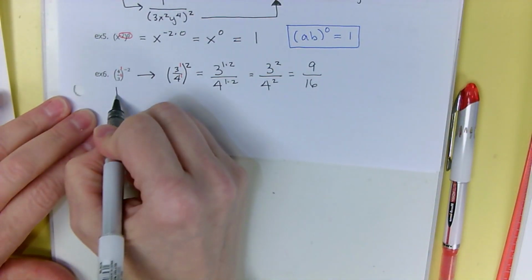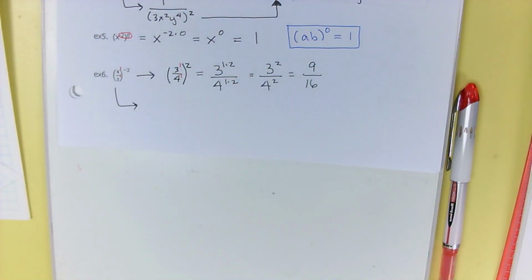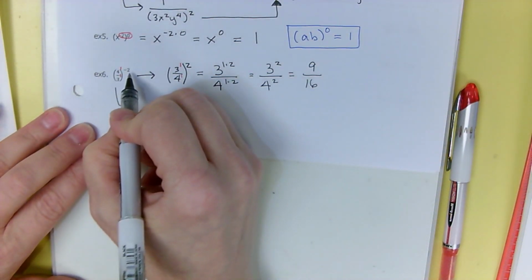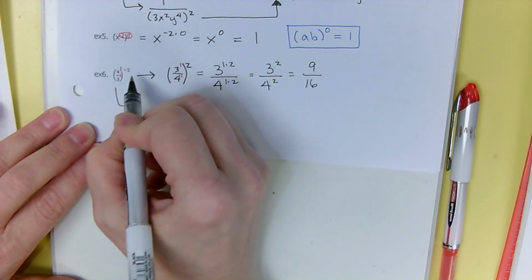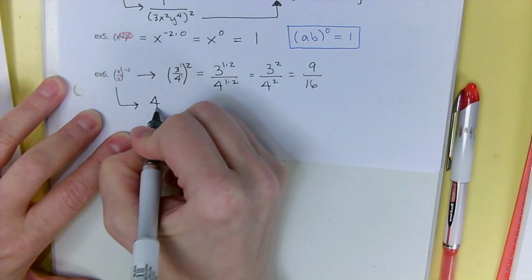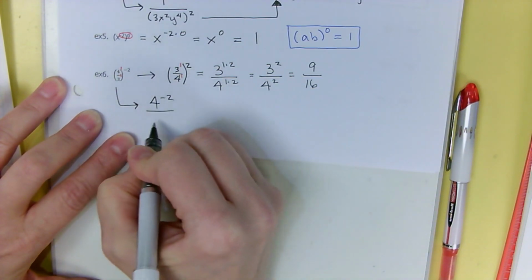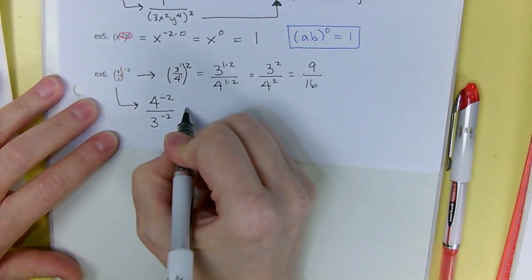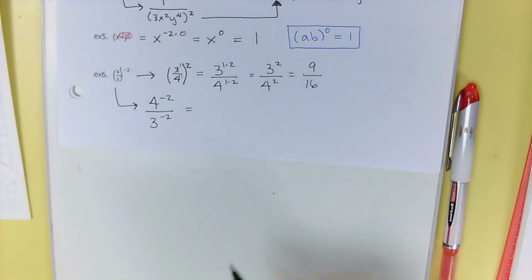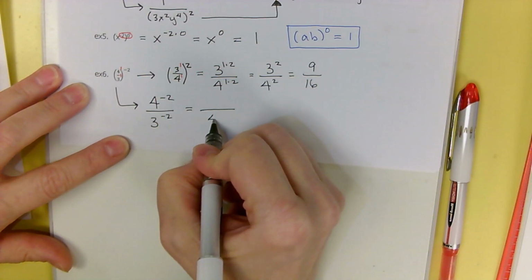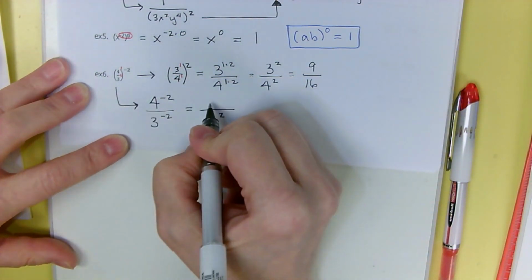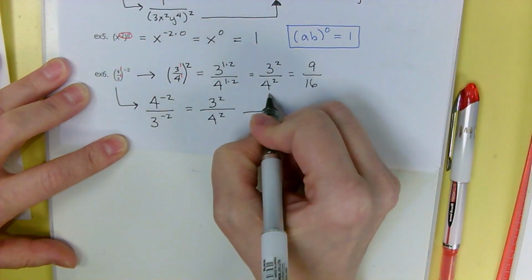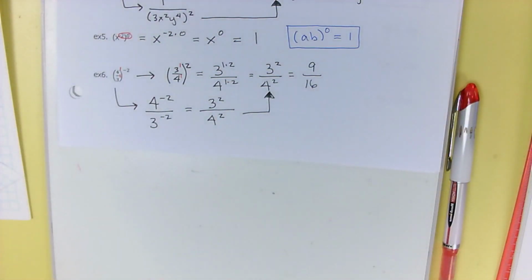The other way to do it is to distribute the negative exponent first. So you're going to multiply the 1 by negative 2 and the 3 by negative 2. That would give you 4 to the negative 2 over 3 to the negative 2. And then move the negative. So the top goes to the bottom, that's 4 squared. The bottom goes to the top, that's 3 squared. And then you're right here in the process. So whether you flip the fraction or distribute is up to you. Both of them will work.